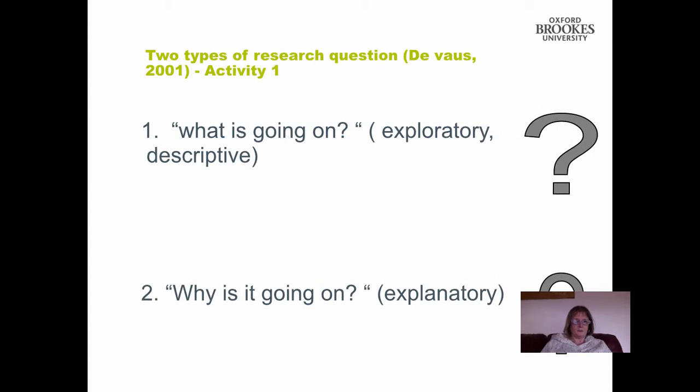Okay, now this is really important. There are two types of research question that can be asked. There are exploratory questions, which ask what is going on, and explanatory questions which ask why is it going on. Now, in areas where little is known about a particular phenomenon, then the what is going on questions tend to be asked. They're descriptive questions. So, for example, in Unit 2 you looked at qualitative research, and qualitative research is exploratory. It asks what is going on questions.